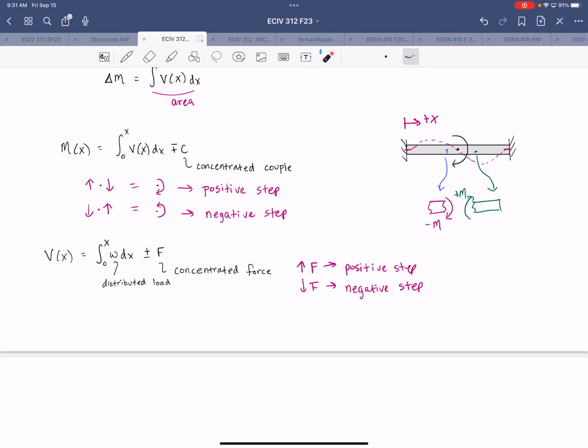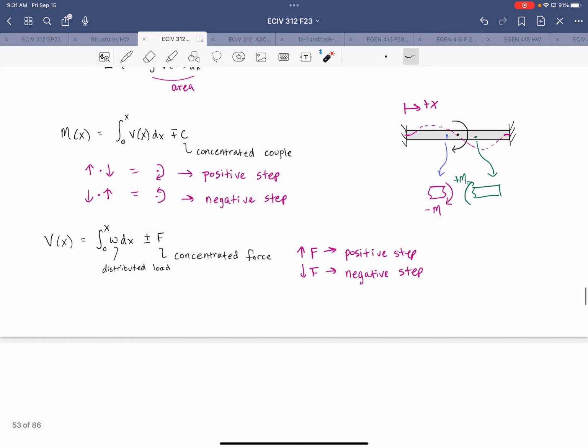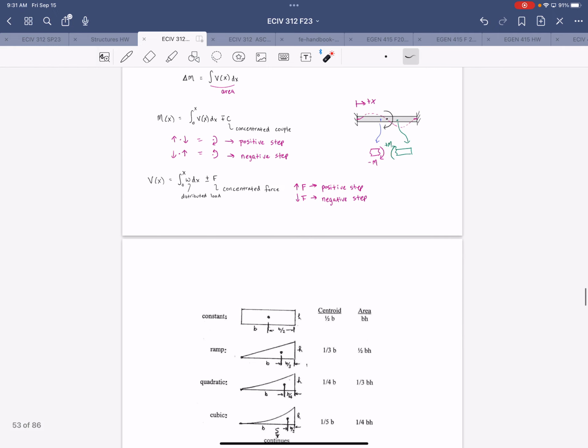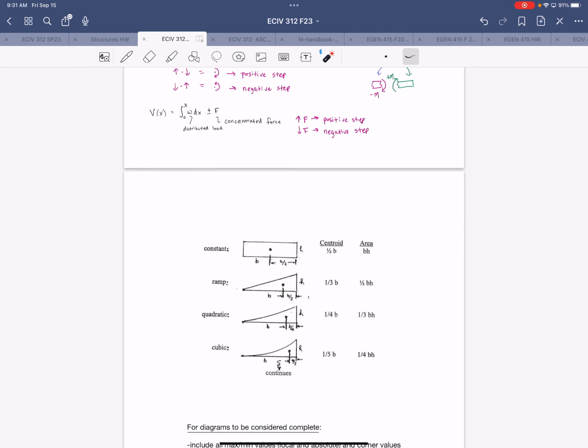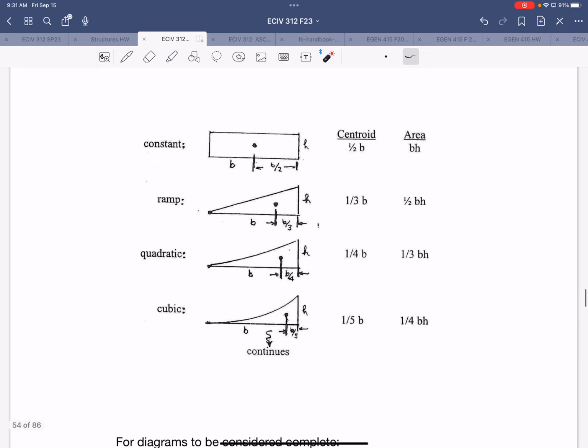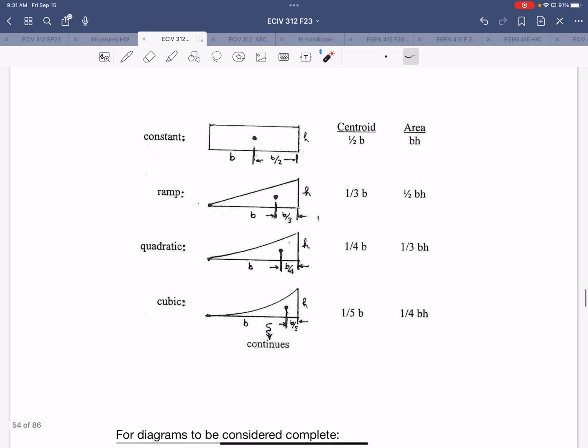Okay. All right. So on the next page, we have some, I guess, shortcuts, if you will, for estimating or calculating areas under curves that you may see under shear moment diagrams. So as you know, it's also necessary to be able to locate the centroids of these areas for calculating certain points in your moment diagram or distances.